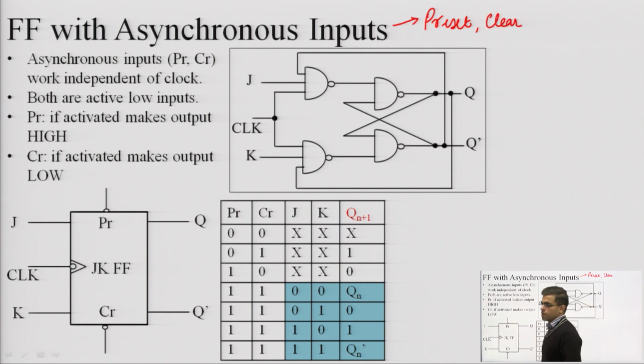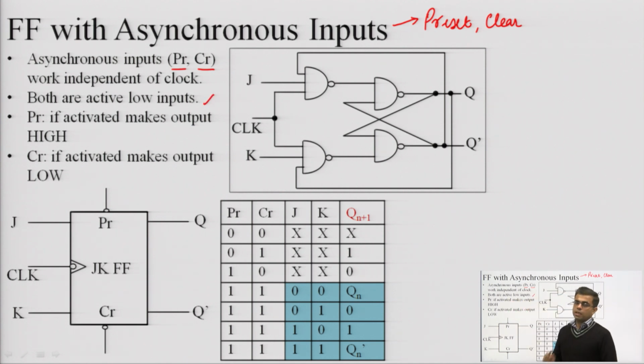Why is it known as preset? Preset means already set. That means before the operation of the flip flop even starts, the output will already be 1, already high. That's why it is called preset, a pre-high value. So these are asynchronous inputs. PR denotes the preset and CR denotes the clear. In some books, CR is also denoted by CLR. Both are active low inputs.